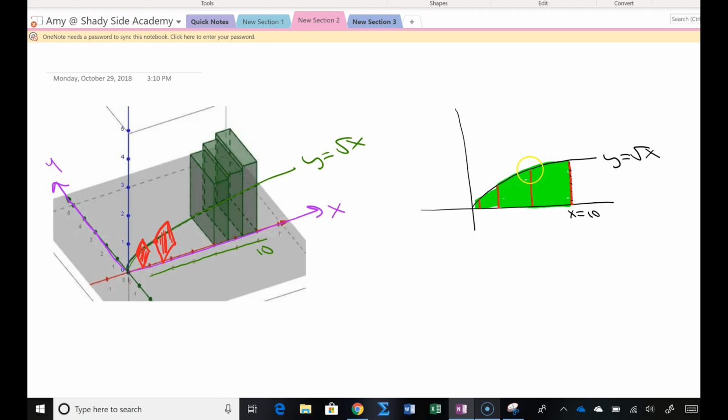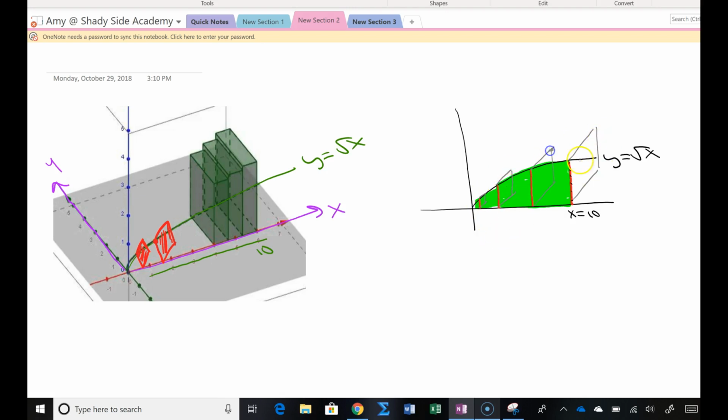Let me try and draw it again. Let's see if I can do an even better job. That's not too bad. That's not too bad at all. Yeah, okay, there we go. I can kind of see that. That's actually not bad at all. I kind of like that. So this solid looks like this, right? And you can think of it as these squares coming off the paper.